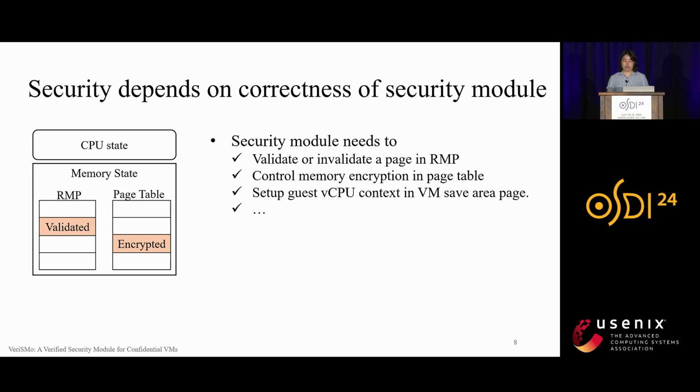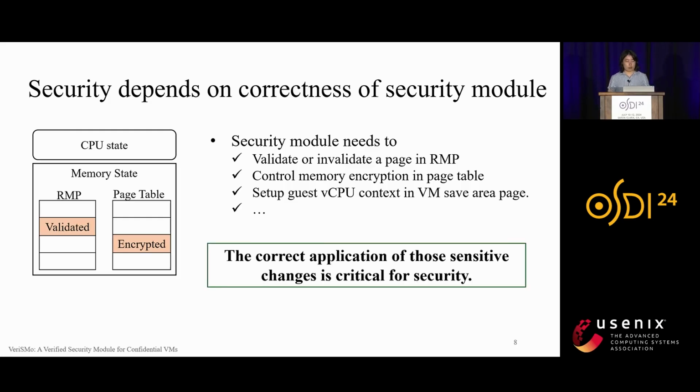However, those hardware features are still controlled by software, and the use of the hardware features from AMD SNP is very complicated. Specifically, when we run the security module, it can validate or invalidate page mappings in the reverse map table, it controls memory encryption in the page table, and it can change the virtual CPU context for the guest OS by modifying the VM save area page. Improper implementation of those changes would be super critical for the security of this security module.